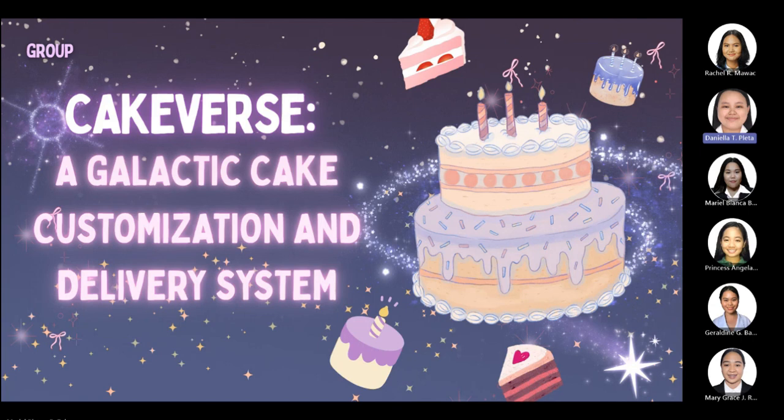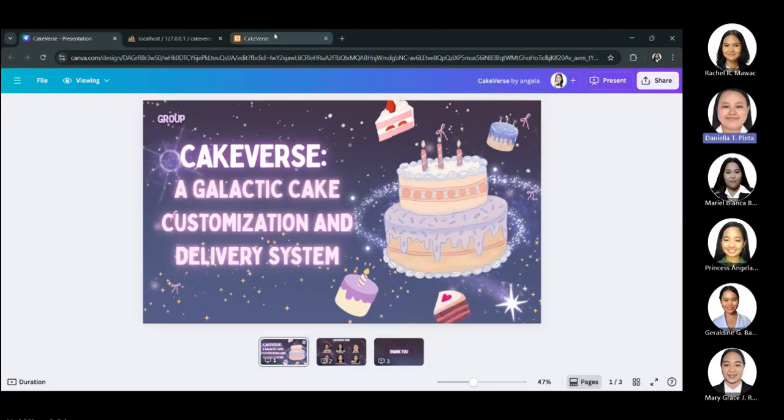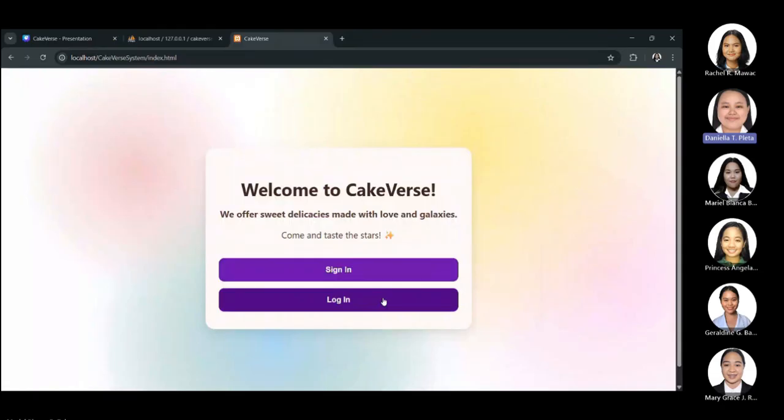The system aims to solve the common issues of traditional order tracking, like disorganized spreadsheets, lost customer preferences, and difficult record keeping. Through our user interface and normalized database, Cakeverse makes cake orders fast, easy, and traceable. So let's get started with our demonstration. To begin, I'll walk you through how our system interface works visually.